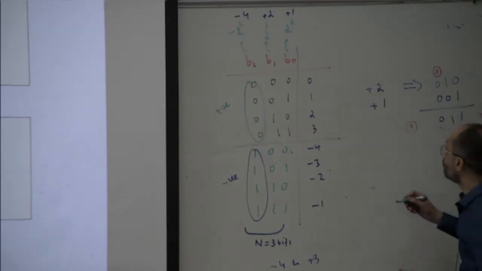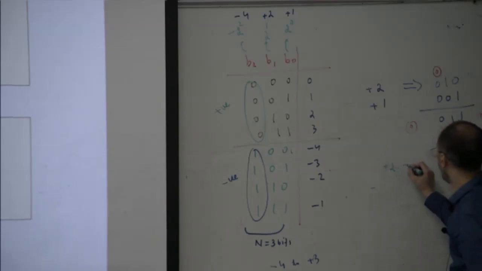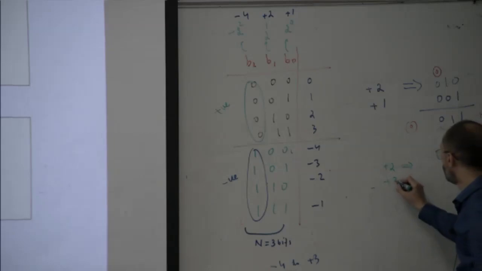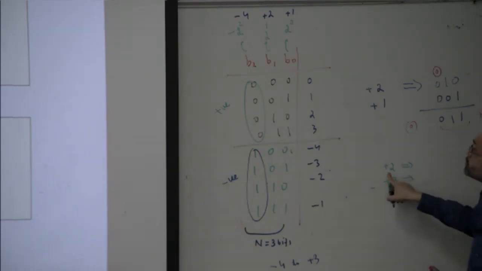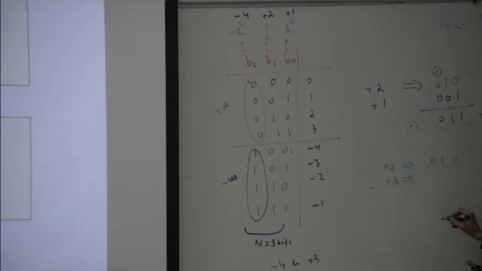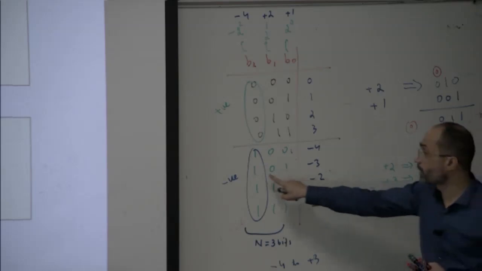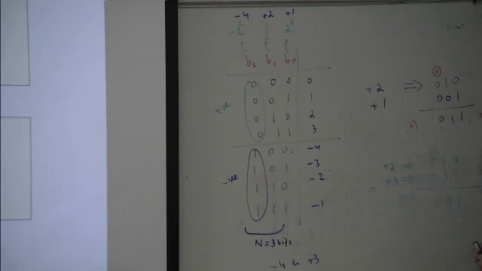So now we are adding +2 and +3. What is the code for +2? 0 1 0. What is the code for +3? 0 1 1. Okay, 1 1 1 0, then 1, this 1, and then 1. Now if you look at here, 101 corresponds to what? -3.